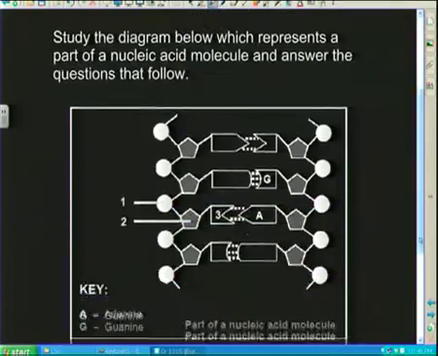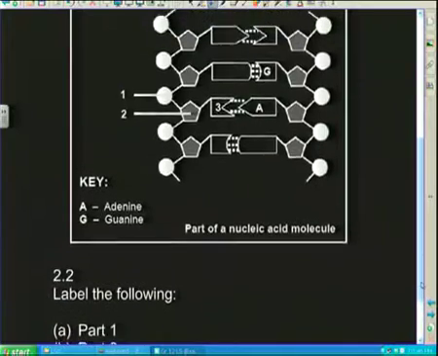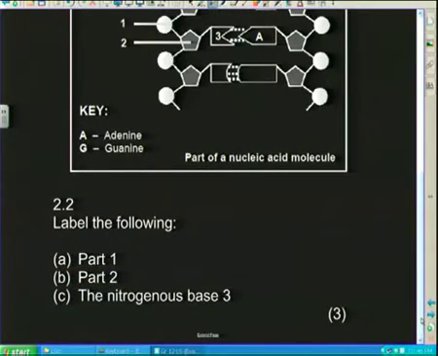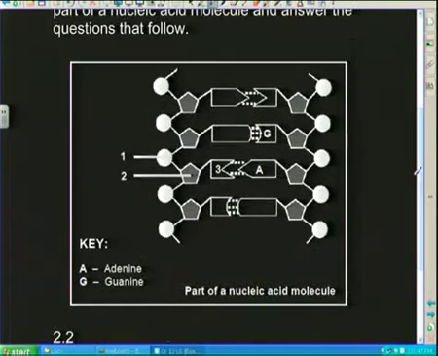Then they ask you another question from that picture. They want you to label the parts 1 and 2 and nitrogenous base 3. Number 1 is a sugar. The reason why I always remember that is that sugar sticks to everything, and if you eat too much sugar, it always sticks to the hips. So always remember sugar sticks, because often you guys get confused. This little one is phosphate.